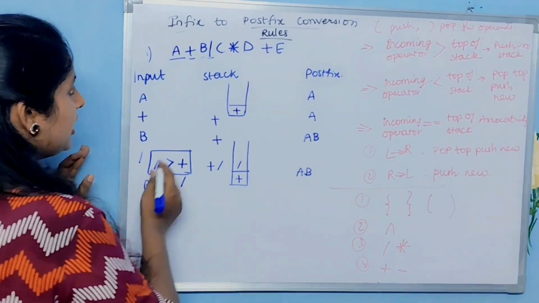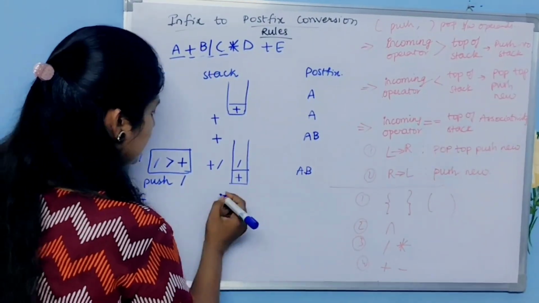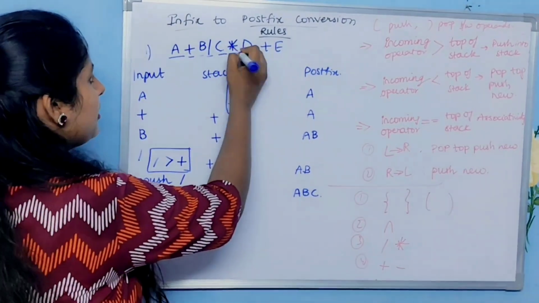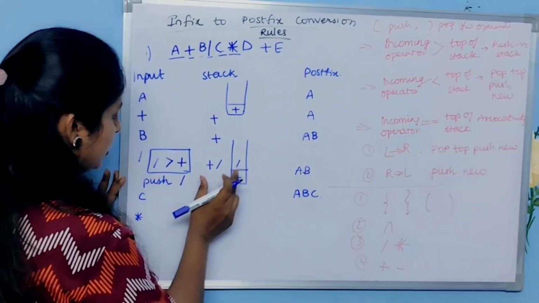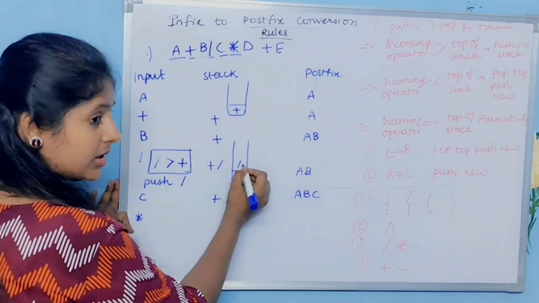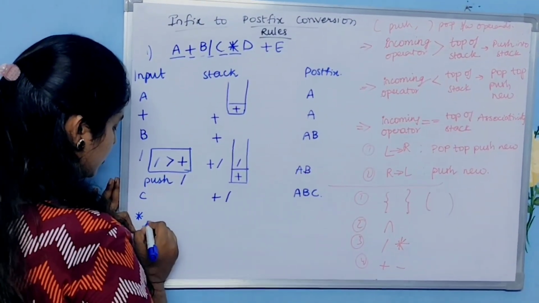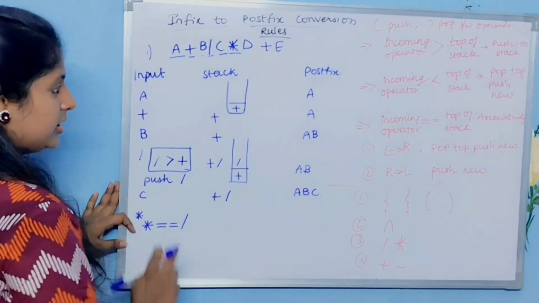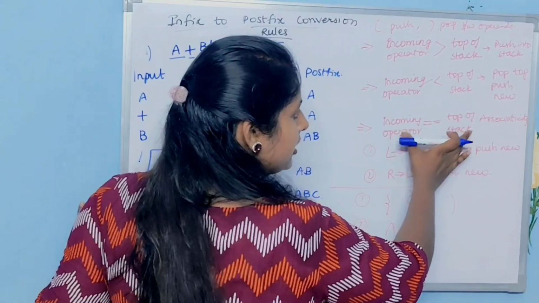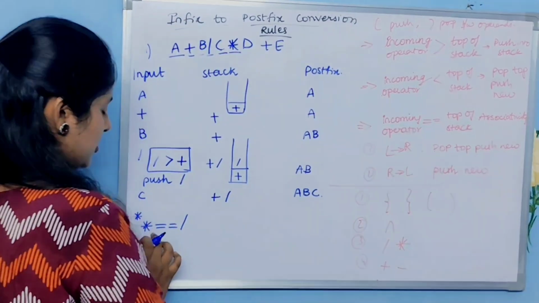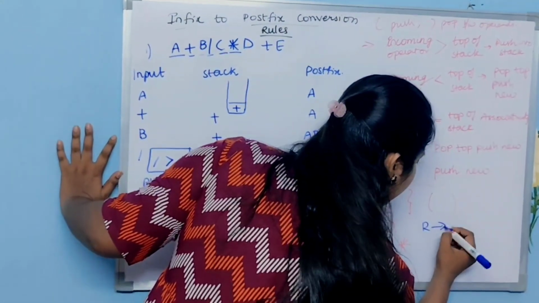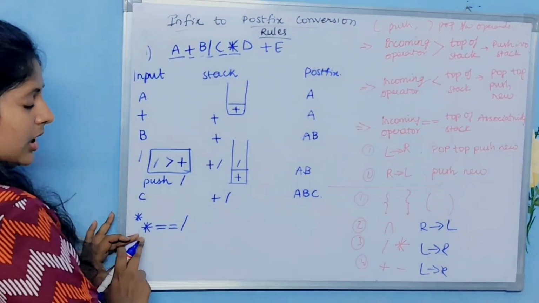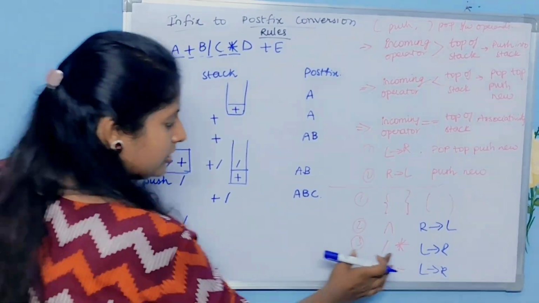Right? Now the next one is C. C is added to the postfix expression. Now multiplication. Now check the top of the stack. What is the top of the stack? Division, right? So see the priorities. It has equal priority with division. What happens if there is equal priority? You have to go to associativity. What is the associativity? For some operators it is right to left, and for others left to right. So what is the associativity for multiplication and division? It is left to right.